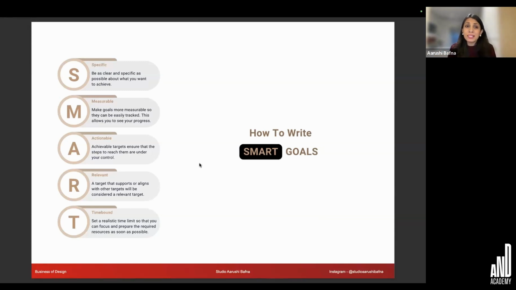When I say specific, say, okay, you know what? I will tell myself that this is what or where I will be at this particular point in time. Measurable means put some numbers. If you want to own a house or run a studio, or if you want to work and get a salary of 2 lakhs, 10 lakhs, XYZ, put some numbers to your goal.